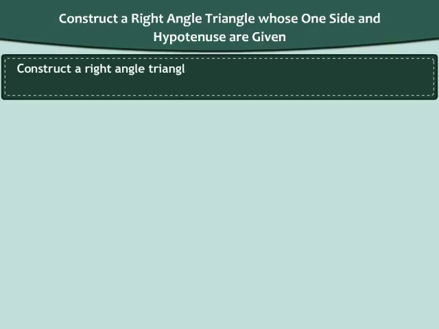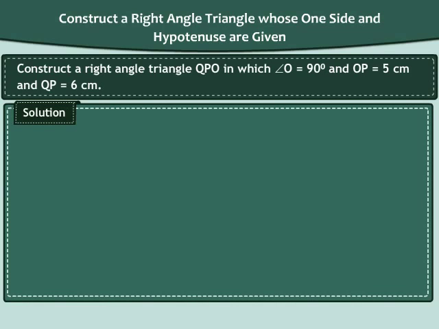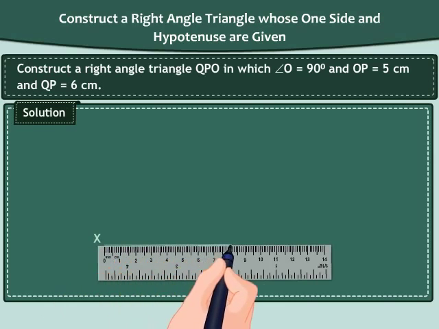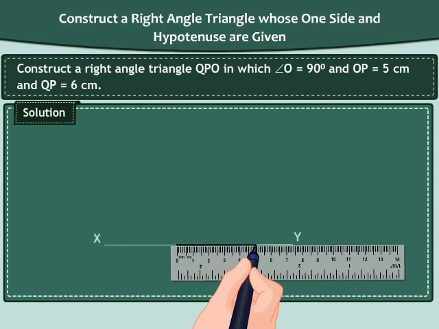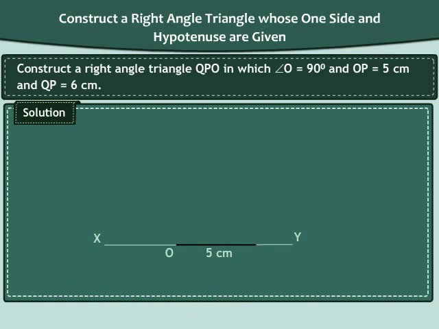Construct a right-angled triangle QPO in which angle O is equal to 90 degrees and OP is equal to 5 centimeters and QP is equal to 6 centimeters. Solution. Let's construct it step by step. Draw a line segment XY using a scale. Measure 5 centimeters from scale and mark points O and P on XY, such that OP is 5 centimeters.